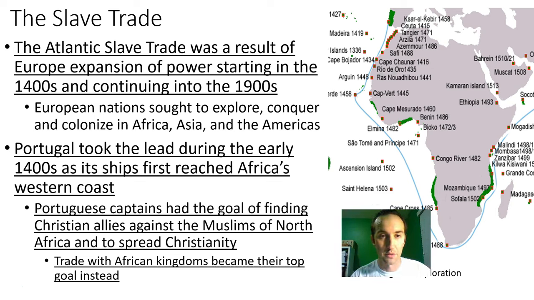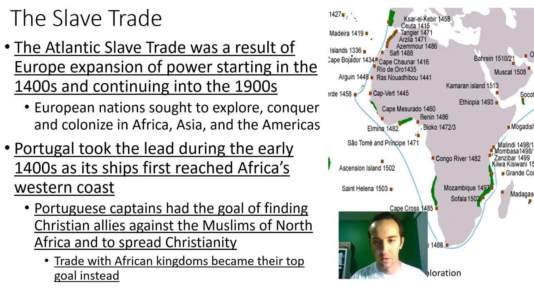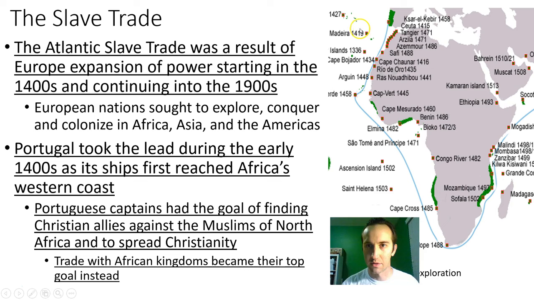European nations were trying to explore, conquer, and colonize in Africa, Asia, and in the Americas, but Portugal definitely took the lead when it comes to Africa. During the 1400s, its ships started to reach Africa's western coast, and you can kind of see this pattern along this map. It's as early as 1415, they're expanding, or even earlier in some cases. And right around when Columbus is over on the other side of the ocean, they're starting to really get on the other side of Africa and completely engulf it.